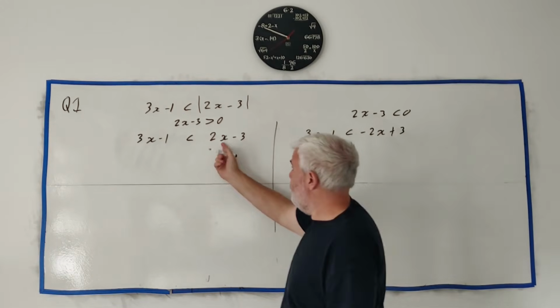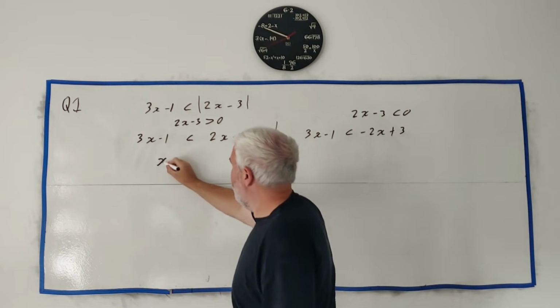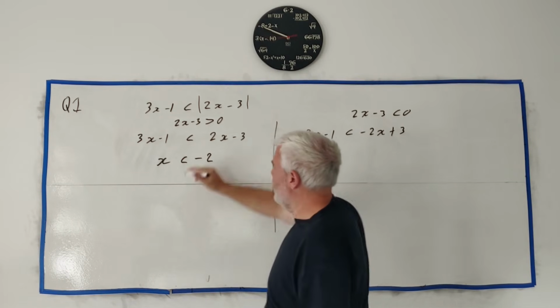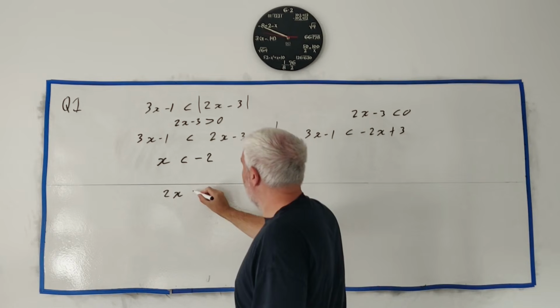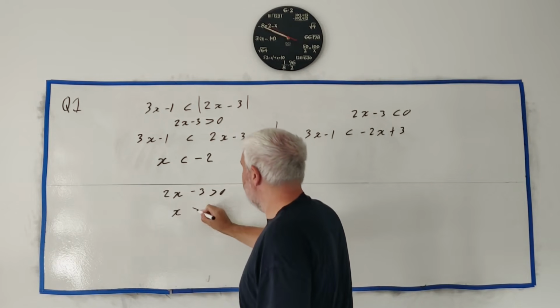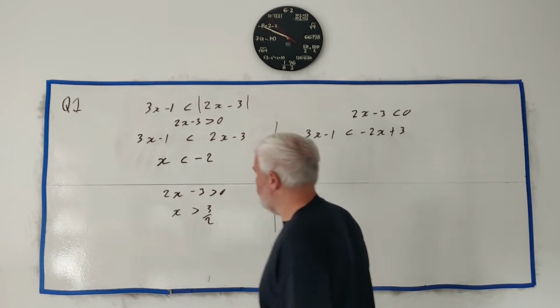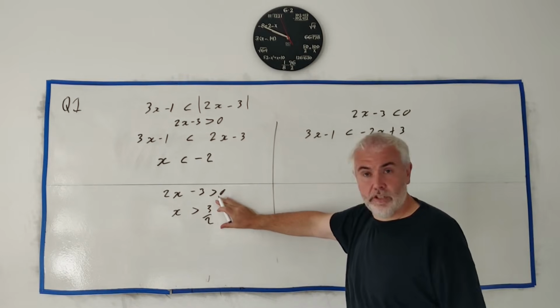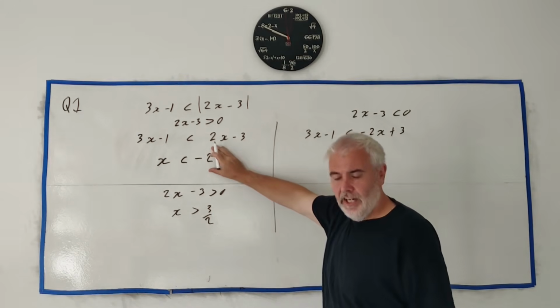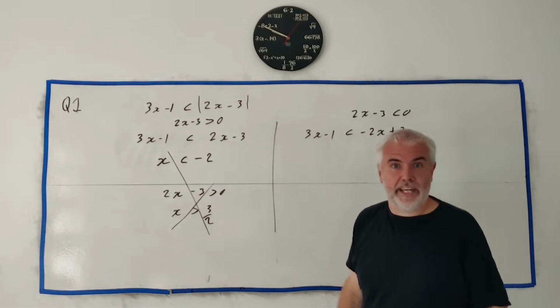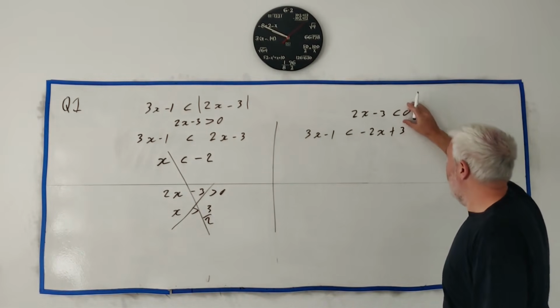So we just solve this, we rearrange it, 2x comes over, we have x on its own, is less than minus 2. But remember the world we're in. We're in the world where 2x minus 3 is bigger than 0. That means x is bigger than 3 over 2. So this doesn't make sense. We're in the world where x is bigger than 3 over 2, and they're telling me x is less than minus 2. So this one just doesn't count. It doesn't make any sense.